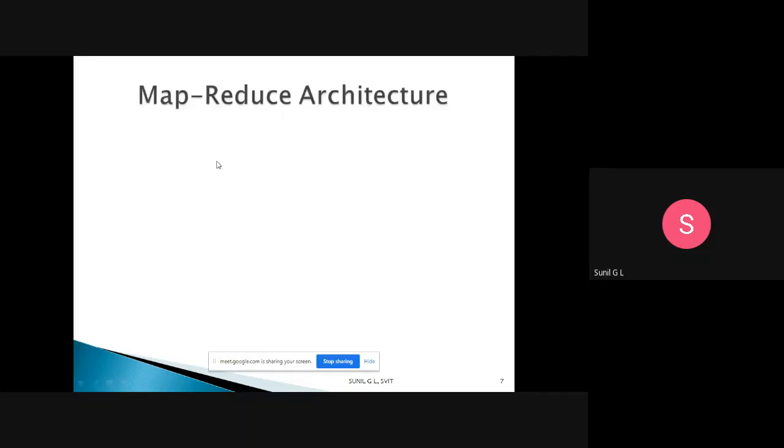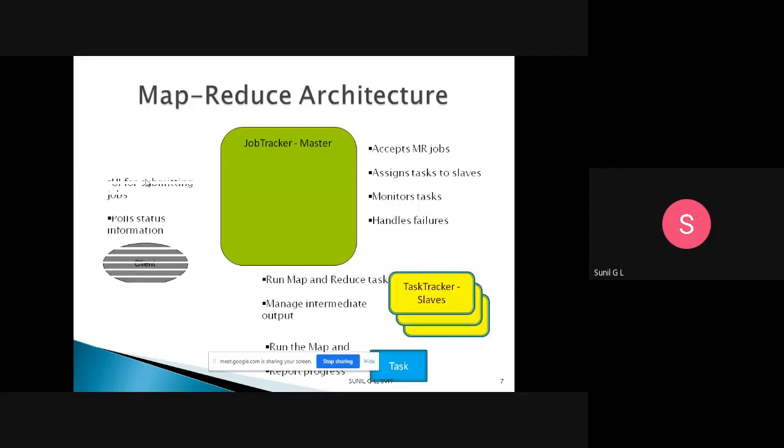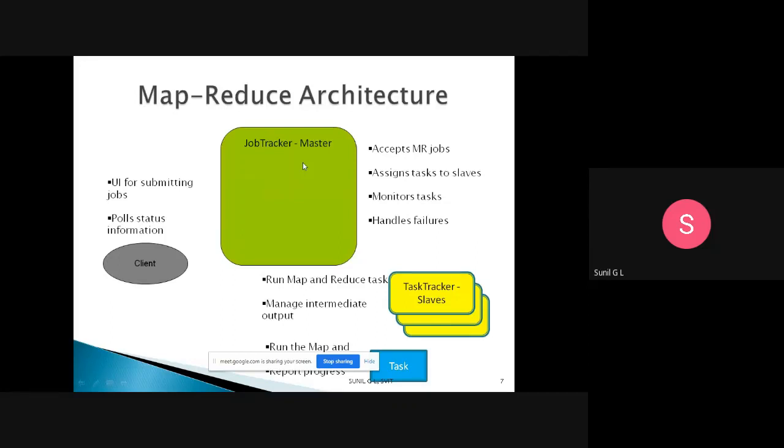What is the architecture of this map reduce framework? In the map reduce framework, we have job trackers and task trackers. Here we have four components. One is the client. The client will submit the jobs.